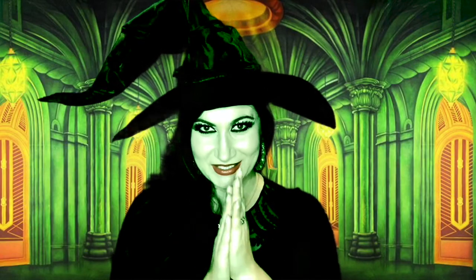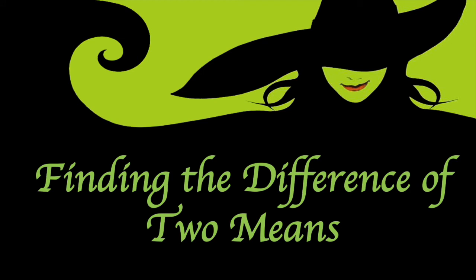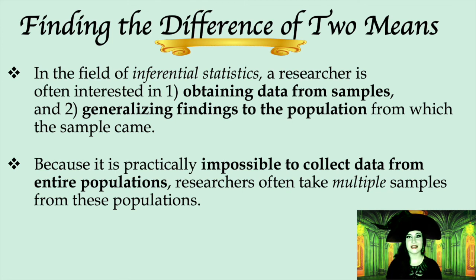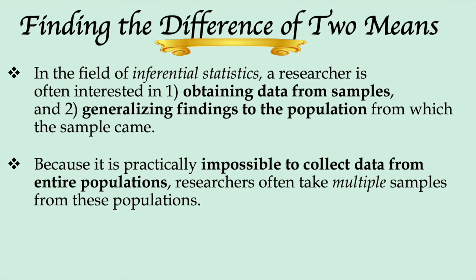Let's get started. So the first thing we'll talk about is finding the difference between two means. In the field of inferential statistics, a researcher is often interested in two things. The first one is obtaining data from samples, and the second thing is to generalize the findings from those samples to the population from which these samples came. Now we know, and we've heard multiple times, that it's practically impossible to collect data from entire populations. So what we often do is we take multiple samples from these populations.